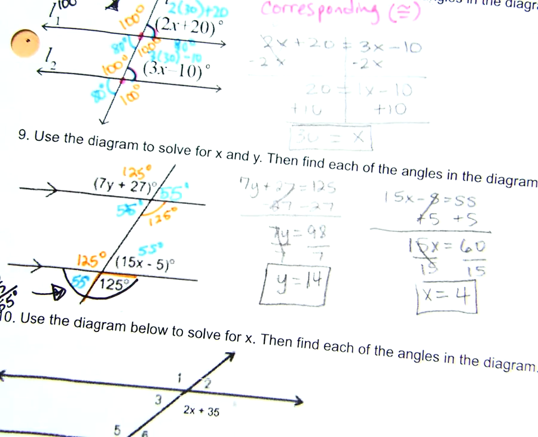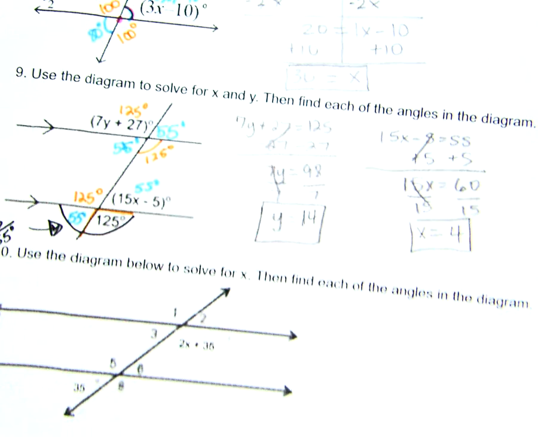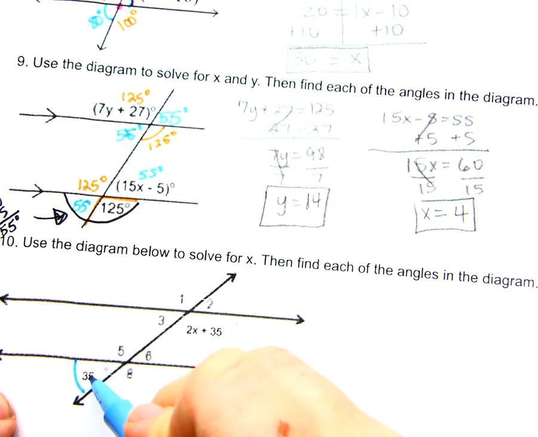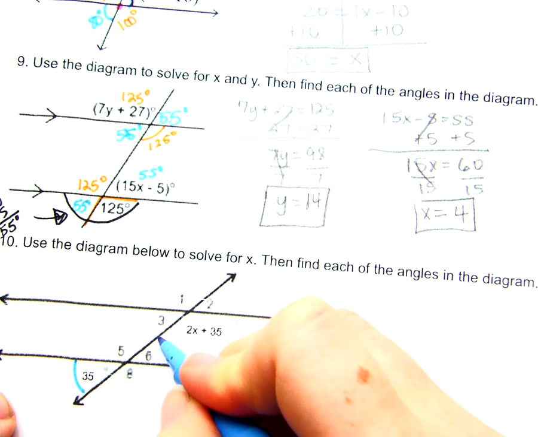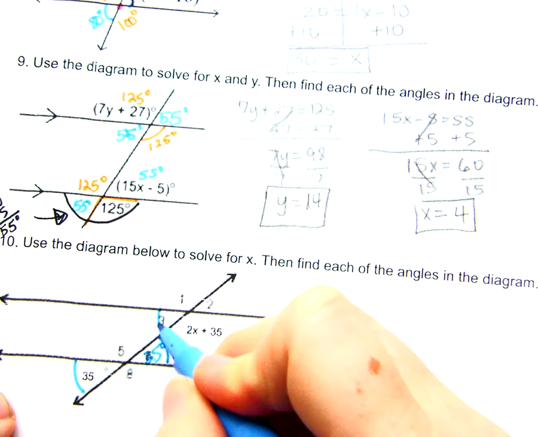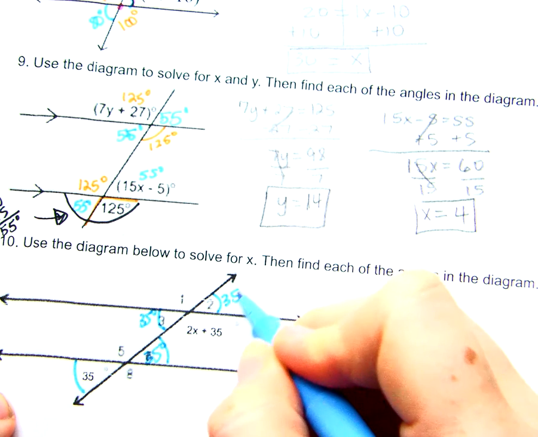All right, one more on the front. We're looking at the diagram to solve for x and then find the angle measures. Just noting here that I was given the fact that this is 35 degrees, which tells me all the acute angles are going to be 35 degrees. So across, vertical, angle 6 is going to be 35 degrees. Alternate interior, 35 degrees. Vertical, again, 35 degrees, right?